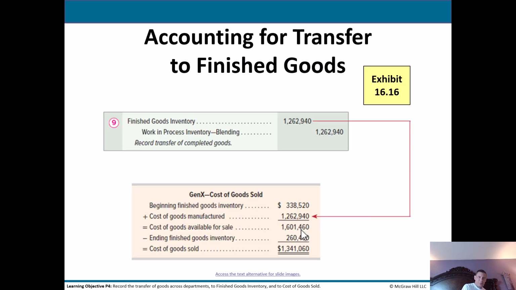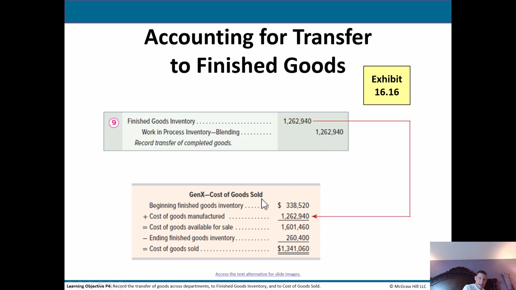Number 9, they're just recording where they've transferred it to completed goods. Think about the warehouse. They're increasing the inventory account, finished goods inventory, and decreasing the inventory account, work in process inventory for blending. So it's done. Blending was obviously the last department. It's now being transferred over to the warehouse.